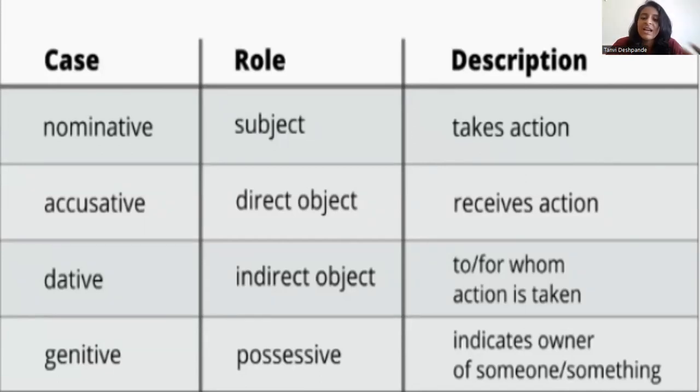Dative is our indirect object. So it tells who is affected, or for whom the action is taken. And genitive is possessive. It indicates the owner of someone or something. So understanding genitive is very, very easy. It just shows possession. It shows who is the owner of something. But the main thing we have to understand and tackle is these 3 cases, nominative, accusative, and dative, which are subject, direct object, and indirect object.